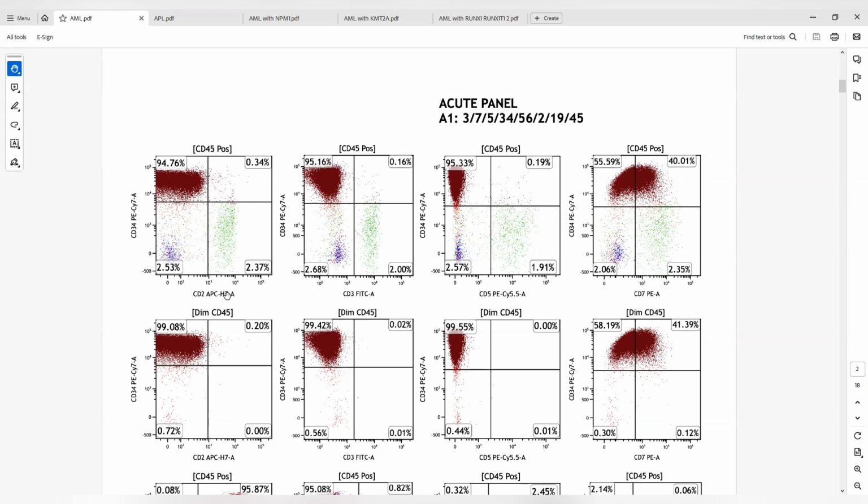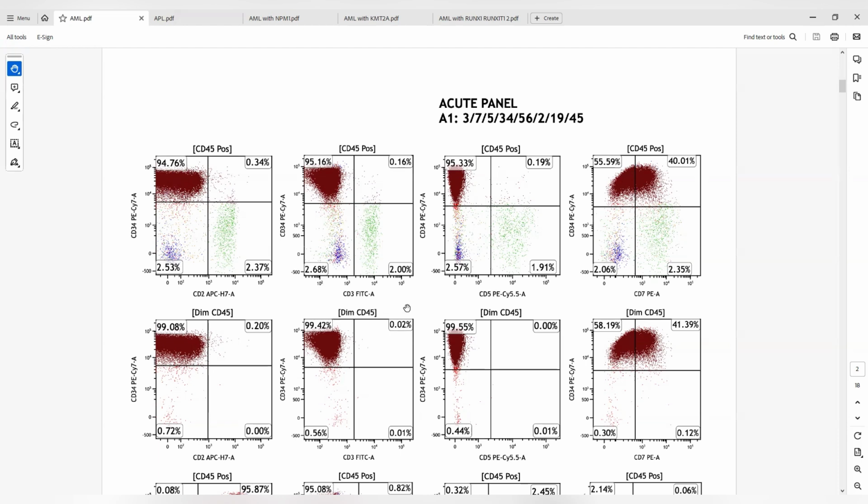So with that in mind, we have our population here. It's CD34 positive because all the cells fall above this horizontal line here. So we have a dim CD45 population that is CD34 positive. This population is negative for CD2. This population is negative for CD3. This population is negative for CD5. And this population is dim for CD7.